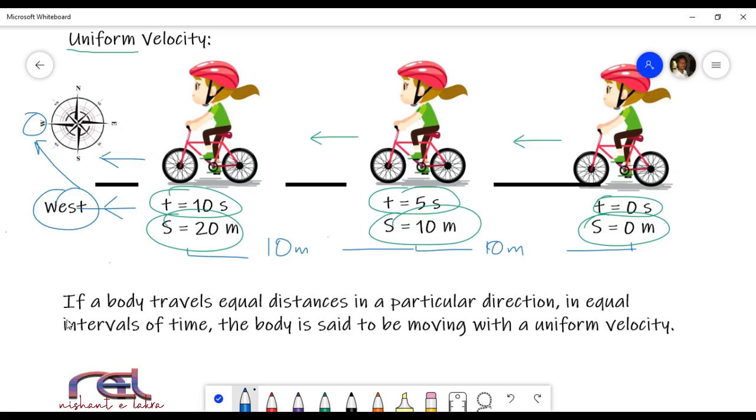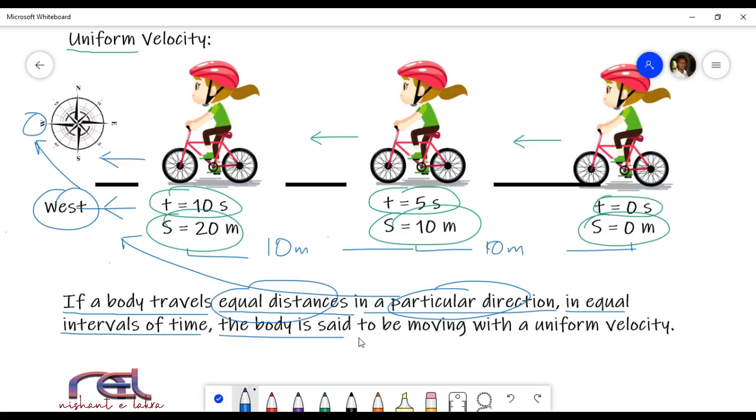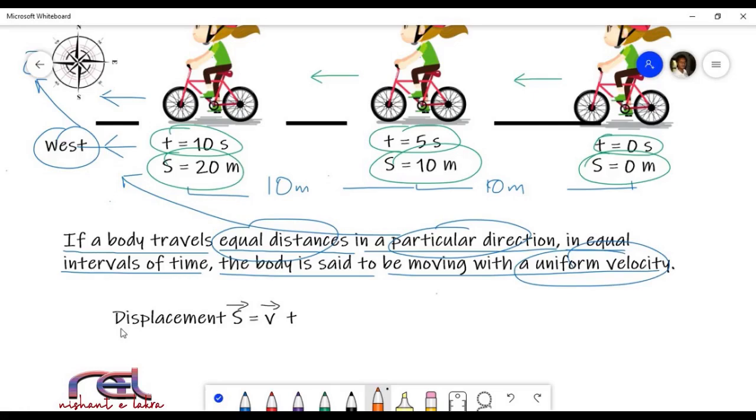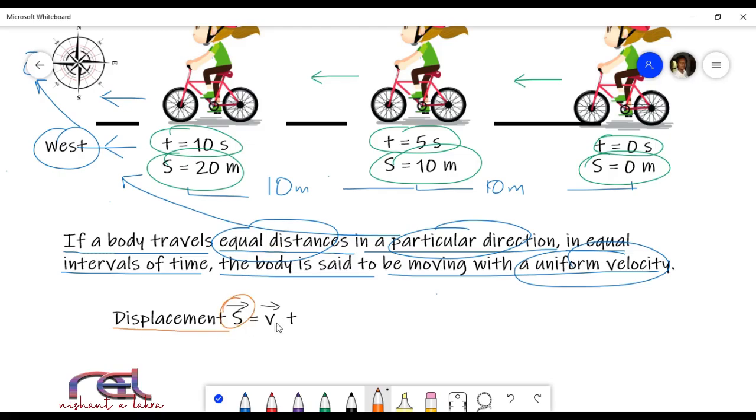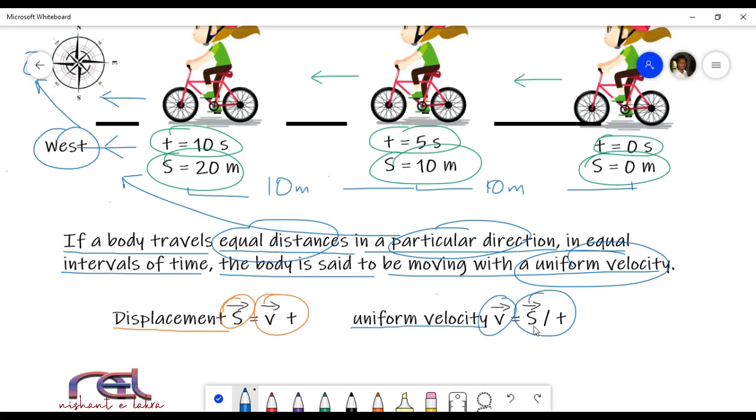Uniform velocity, right? Even the time interval is same and the distance covered is same. Time interval is 5 seconds and distance covered is 10 meter. So if a body travels equal distance in a particular direction in equal intervals of time, then the body is said to be moving with a uniform velocity, right? Equal distance in equal intervals of time. So the displacement can be calculated by S is equal to V into T, and uniform velocity can be calculated by V is equal to S divided by T.